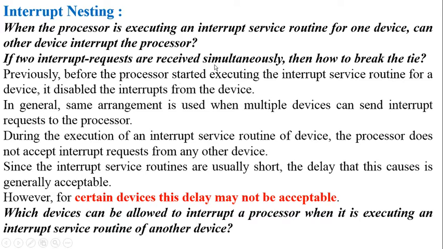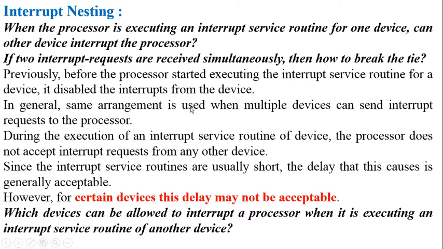Okay, in the previous case, before the processor started executing the interrupt service routine for a device, it disabled the interrupt from the device. How is it possible? Whenever the processor starts the execution of an interrupt service routine, before starting the execution, the processor itself disables the interrupt enable bit. That is, the processor sets the interrupt enable bit, which is present in the processor status register, to 0. That indicates the processor is not ready to accept further interrupt requests.